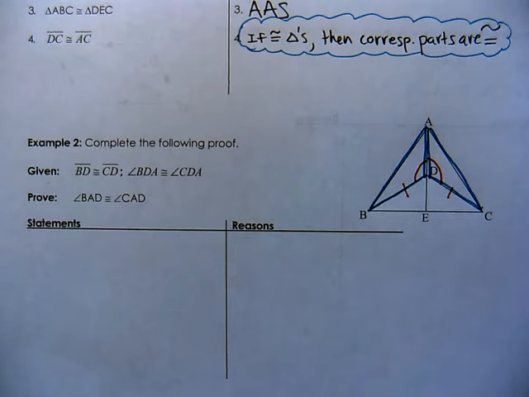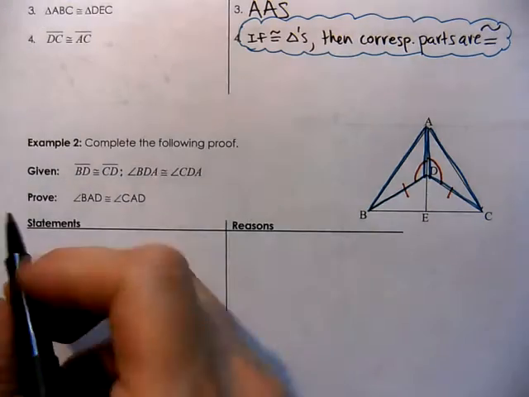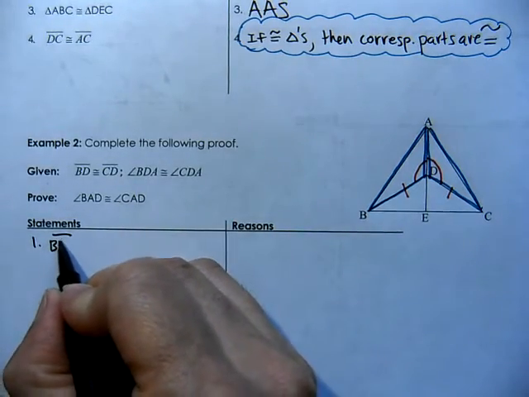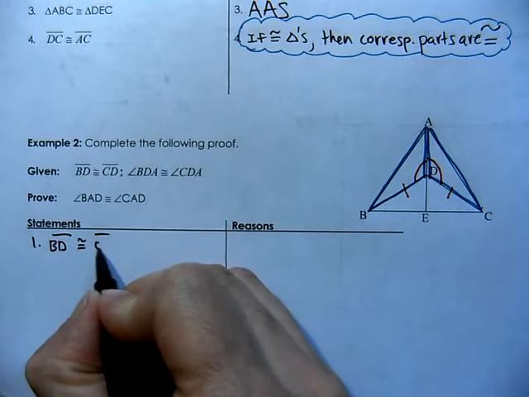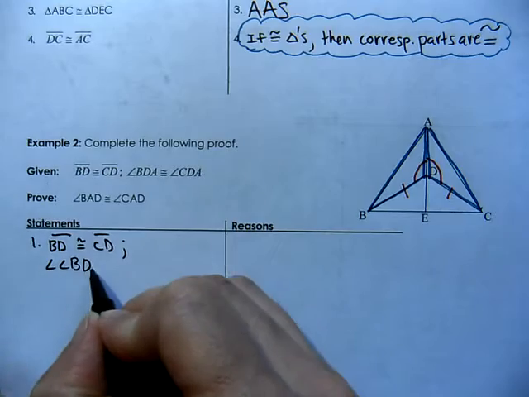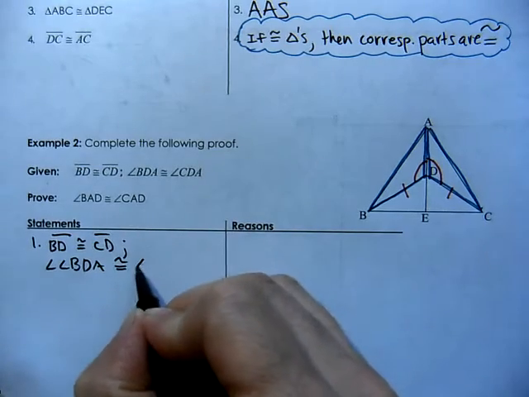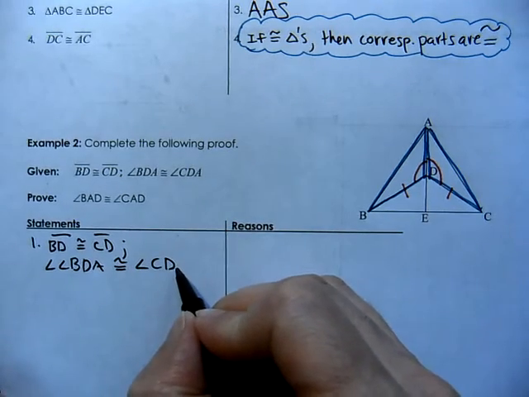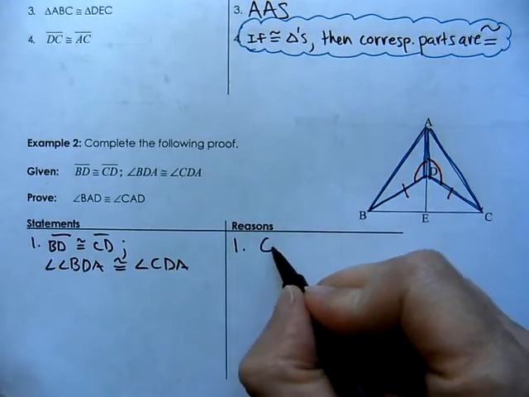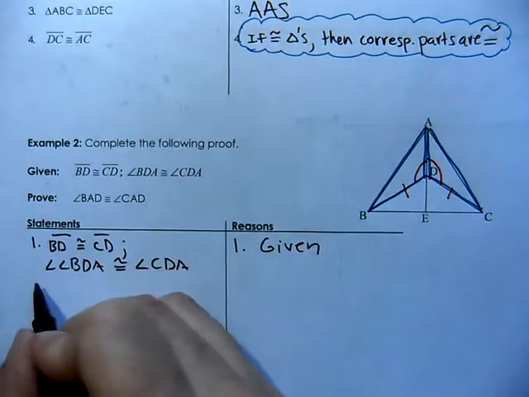We knew to pick those two triangles because that's where the markings fell. We have a pair of sides that are marked and a pair of angles that are marked as well. They're marked, so we need to name them. Line 1, segment BD is congruent with segment CD, as well as angle BDA is congruent with angle CDA. Should we put that on one line or two lines? It doesn't really matter. It's up to you. I'll just put it on one line.